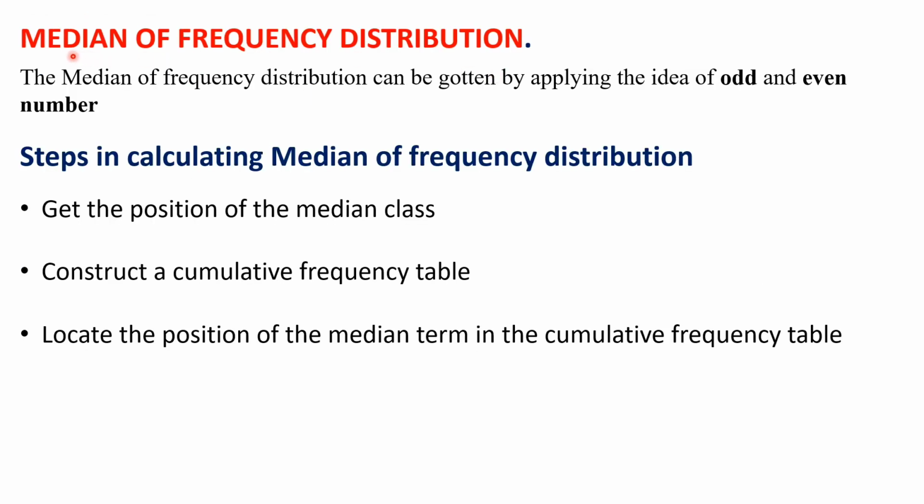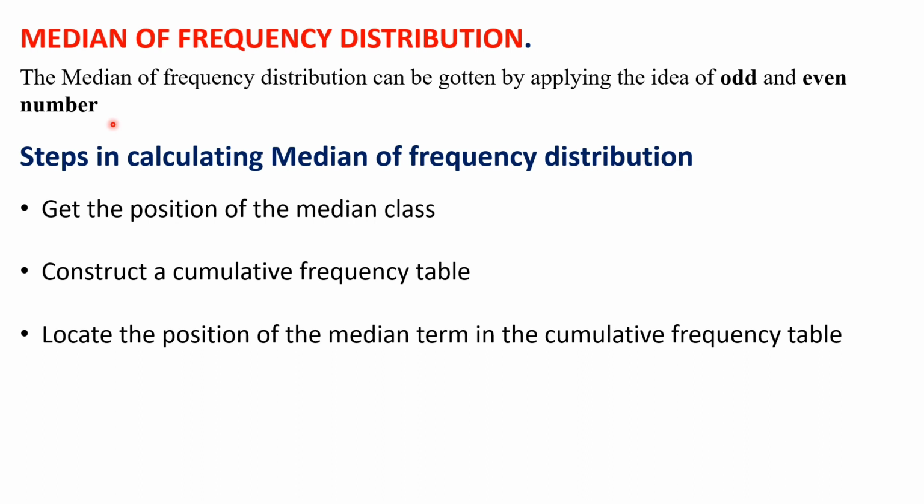Okay, let's talk about the median of frequency distribution. The median of frequency distribution can be gotten by applying the idea of odd and even numbers. You understand? Okay, if you followed our lesson on measures of central tendency when we are dealing with ungrouped data, we talked about when the total number of our elements is odd, we use a particular formula, and when the total number of our elements, that is the values that we have in our data set, is even, we make use of a specific formula. It's also applicable in this place, you understand?